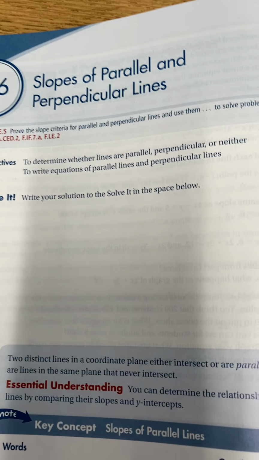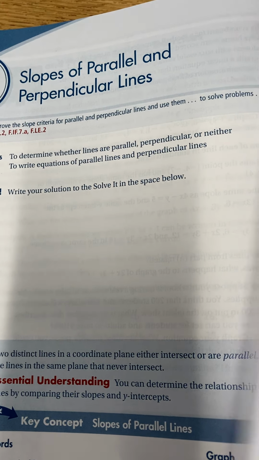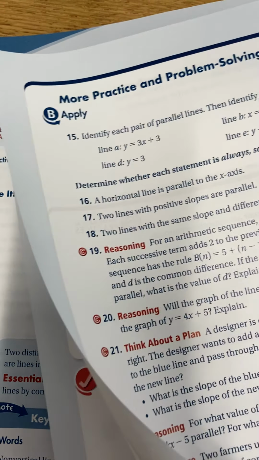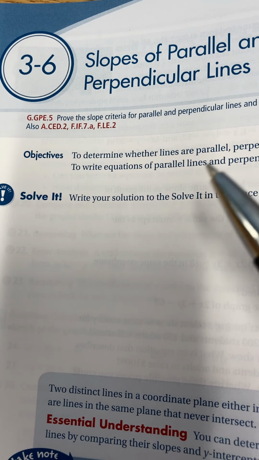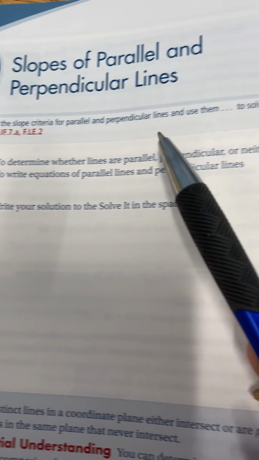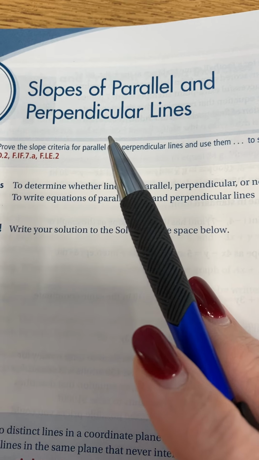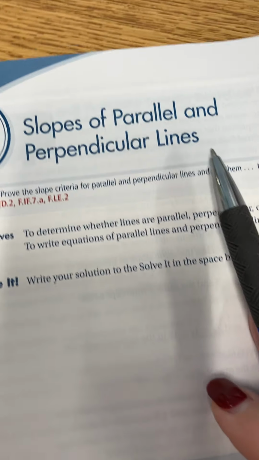All right, Math 1, we are going to start, not quite the last section, but we're getting close to the end of Chapter 3. So we are starting Section 3.6, which is dealing with slopes of parallel lines and perpendicular lines. All right, so I'm on page 212 if you want to go ahead and open your book.